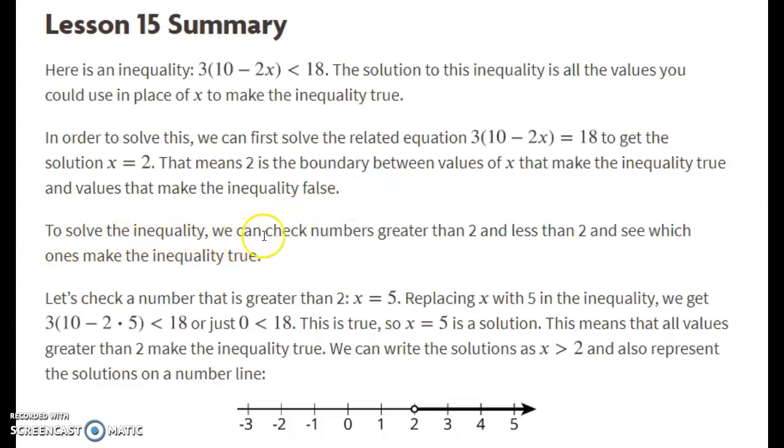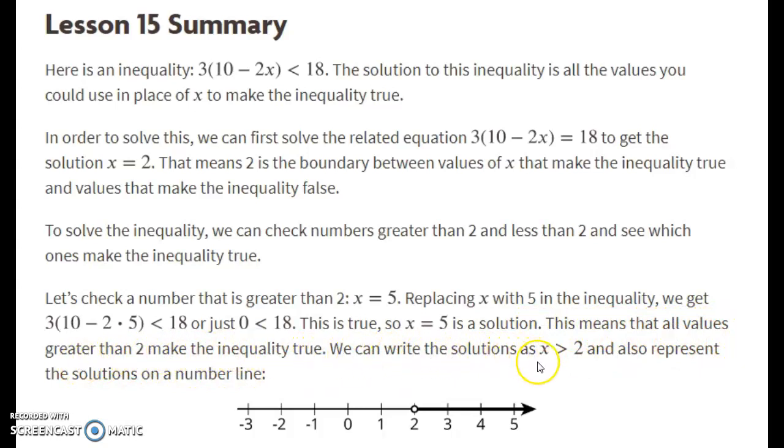To solve the inequality, we can check numbers greater than 2 and less than 2 and see which ones make the inequality true. Let's check a number that is greater than 2. Let's try x equals 5. Replacing x with a 5 in the inequality, we get 3 times the quantity 10 minus 2 times 5 is less than 18, or just 0 is less than 18. This is true. So x equals 5 is a solution. This means that all values greater than 2 make the inequality true.